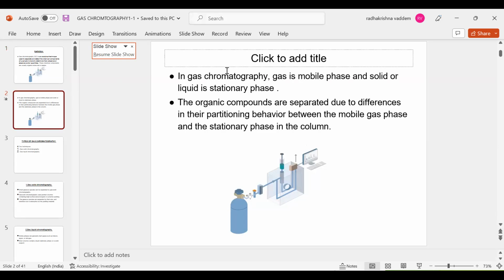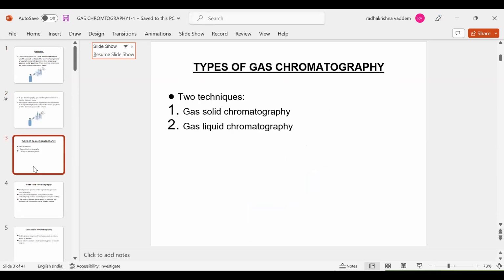Gas chromatography is of two types, gas solid chromatography and gas liquid chromatography. In gas solid chromatography, solid is the stationary phase and gas is mobile phase. In gas liquid, also called GLC, liquid is the stationary phase and gas is the mobile phase.